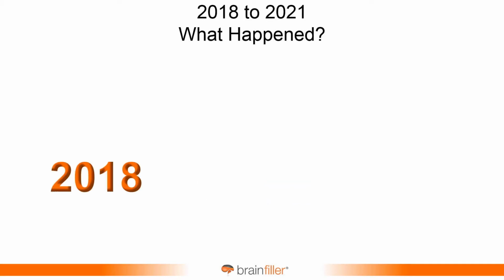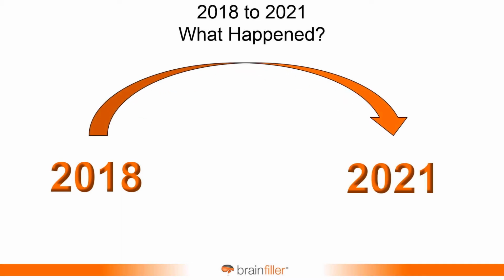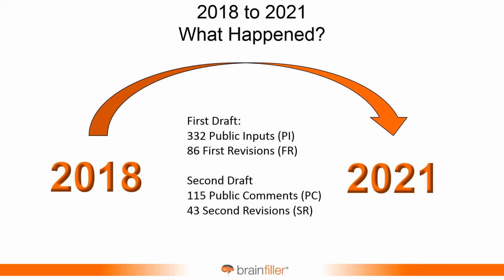So a lot has happened since 2018. From 2018 to 2021, what has happened to NFPA 70E? Well, a lot of things have happened. To begin with, for the revision cycle, there were 332 public inputs that were made. You may think of these as more like a proposal. In fact, that's what they used to be called years ago. That led to 86 first revisions. And then on the second cycle, the second draft, there were 115 public comments made, and that led to 43 second revisions.